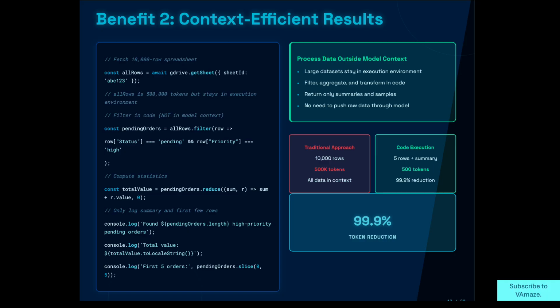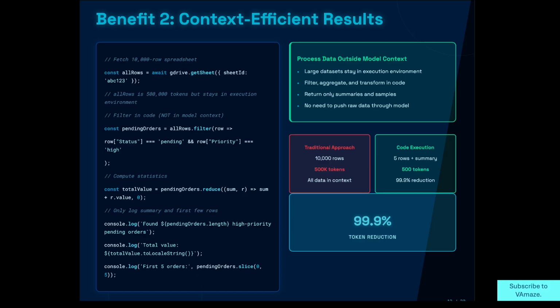With code execution, the workflow is completely different. The agent writes code that fetches the spreadsheet into the execution environment, filters it right there using standard array operations, and then only logs a summary. The model sees found 47 pending orders, and maybe the first 5 rows as examples. The other 9,953 rows never enter the model's context at all.